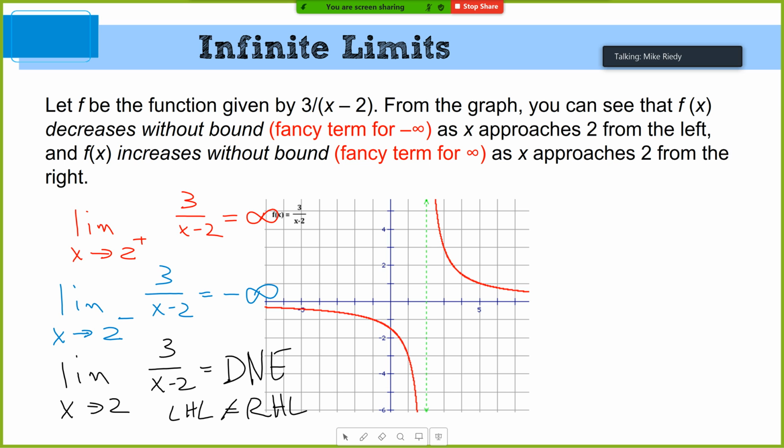Makes sense? Give me a thumbs up or a head shake, you can shake it either way. We're good? Okay. Hopefully that's a pretty easy concept. Find the vertical asymptote, then figure out if it goes up or goes down.